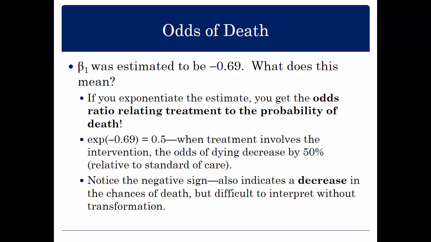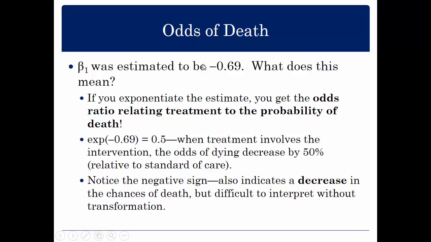If the odds ratio is equal to 1, then the odds of death are the same. They're equivalent. If it's less than 1, that indicates some kind of reduction in the odds associated with treatment. If it's greater than 1, that indicates an increase in the odds with respect to when you get treatment relative to control. So here the interpretation would be that when treatment involves the intervention, the odds of dying decrease by 50% relative to the standard of care.